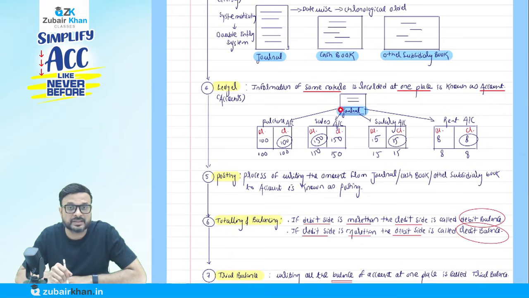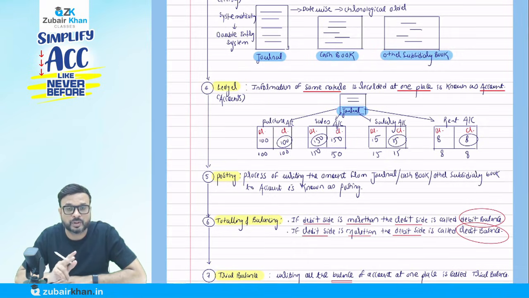So from the journal, first of all, we maintain accounts. Like you can see the purchase account, sales account, salary account, rent account. All these are accounts here. So for specific information of one nature, I have to record it at one place.